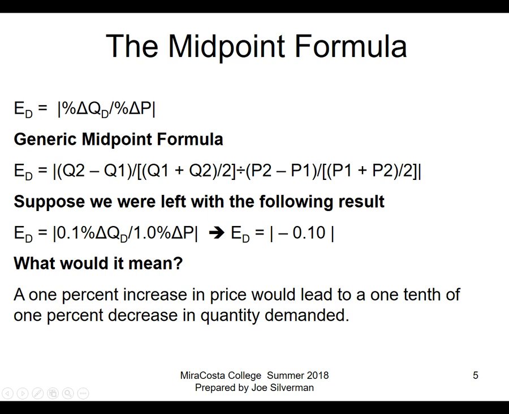The meaning of a price elasticity of demand of 0.10 means that a 1% increase in price would lead to a 0.1% decrease in quantity demanded. So, generally speaking, if I were doing a lecture class, what I would do is I'd ask students, if that was what you calculated for your product, what should you do? Should you lower the price? Should you raise the price? Should you leave it the same?